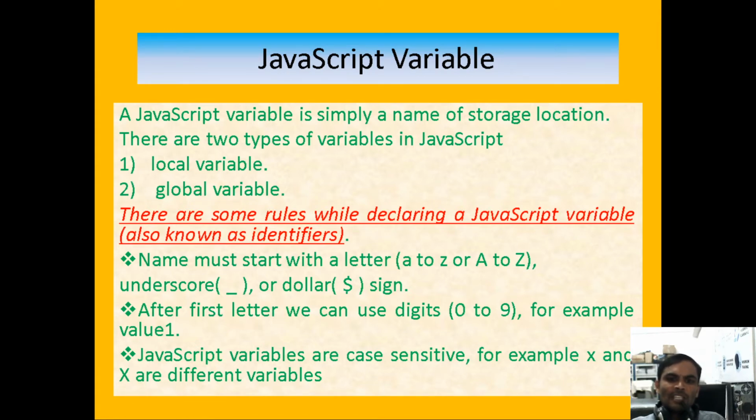Local variables means variables that you define inside a function; the scope is up to that function only, so we call it a local variable. A global variable means you define it outside the function, and that variable we can use inside your function also. That is the major difference between global and local variables.